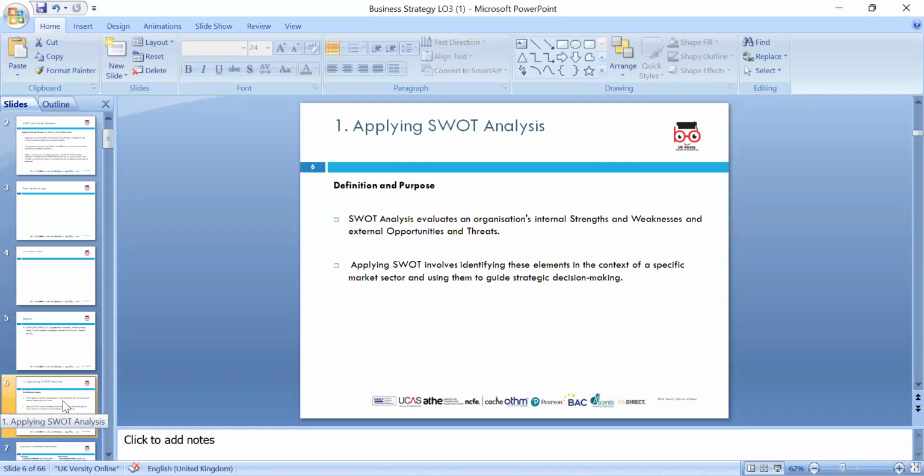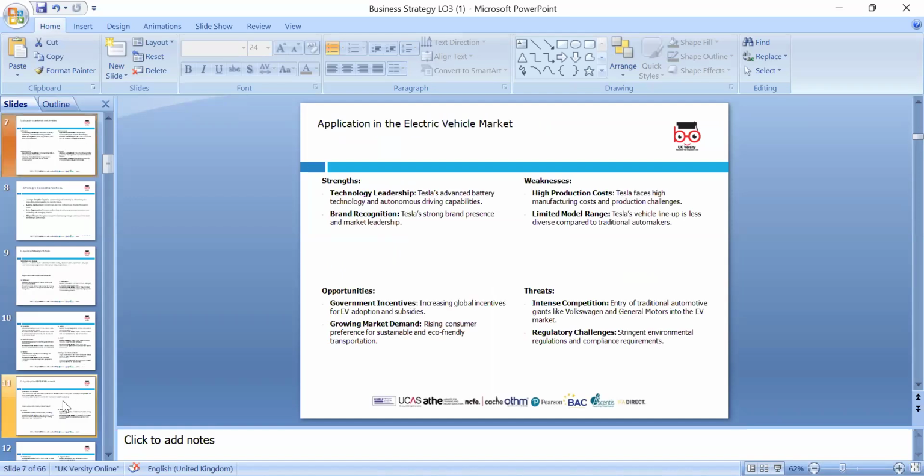Okay, so the definition of SWOT analysis: of course, internal weaknesses and strengths. We look at SWOT for technology leadership, brand recognition. We can look at the example of Tesla, which we had a discussion about previously. Now we are implementing these models. SW is the internal and OT is the external, and that's quite crucial, which we look at when using these tools to analyze.